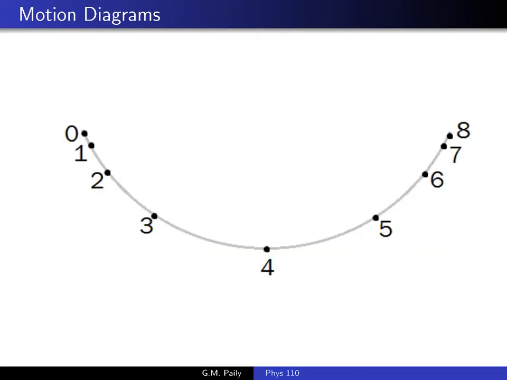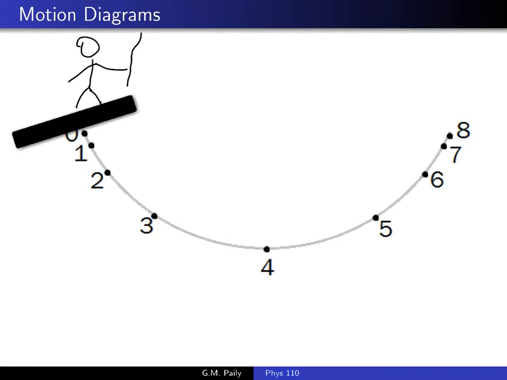Motion diagrams do not always have to be on a straight line. For example, supposing Tarzan steps off a branch, holding onto a vine, and swings in an arc. Or, if you prefer a slightly less complicated example, think of a pendulum swinging back and forth.